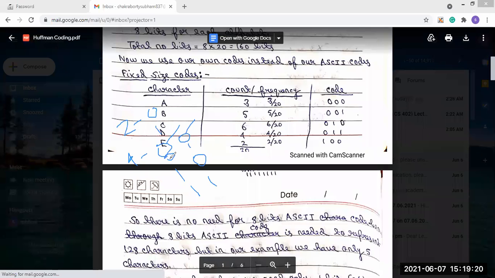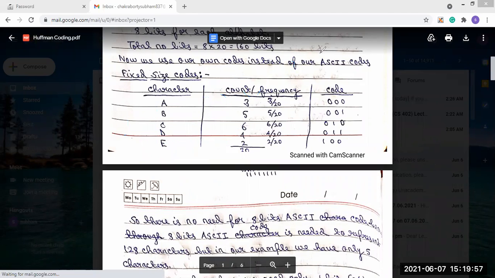Now, using 3 bits, how many characters can we define? 000, then 001, then 010, 011, 100, 101, 110, 111. So that means from 0 to 7, we can represent 8 characters using 3 bits.